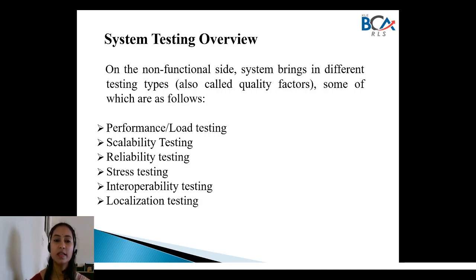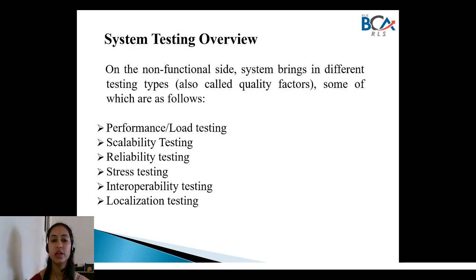So moving on to stress testing. It is to evaluate the system beyond the limits of the specified requirements or system resources, just to make sure that the system does not break down unexpectedly. Okay, so interoperability testing is the next testing phase. It is done to ensure that two or more products can exchange information. So you test whether one or more components are able to exchange information or not.